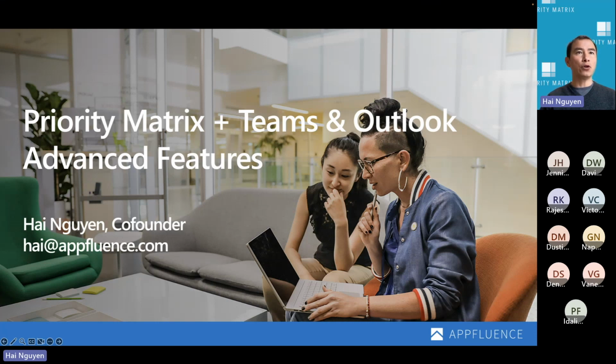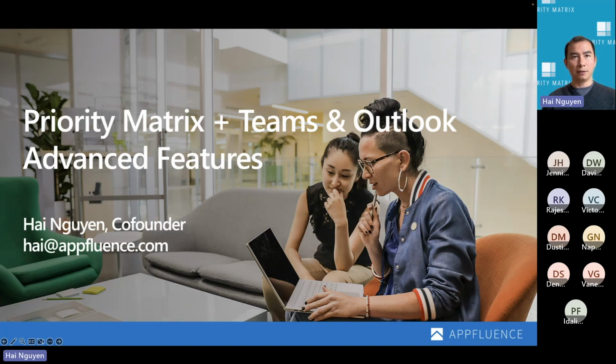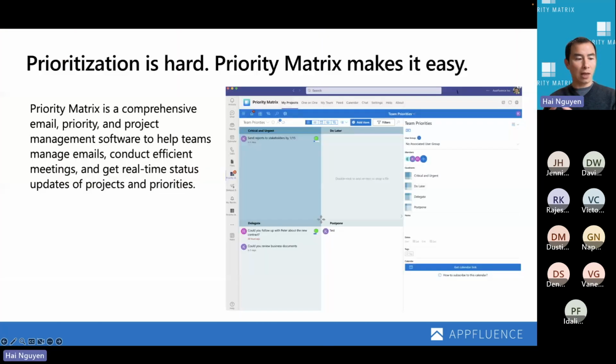Okay, now let's get started. I do want to review similar slides to what I've presented previously, just to give everyone here a quick recap of Matrix. Again, Matrix is a comprehensive email priority and project management software. So today we're going to dive into some of the advanced capabilities, especially inside teams, as well as how to manage projects and departments and so forth.